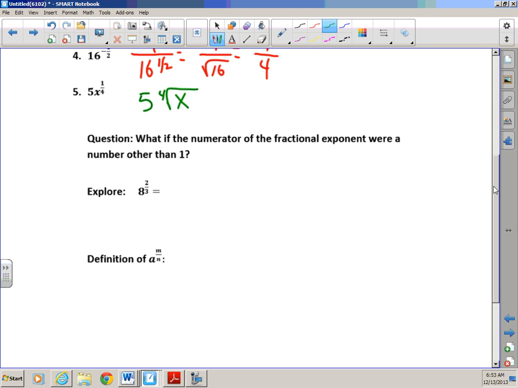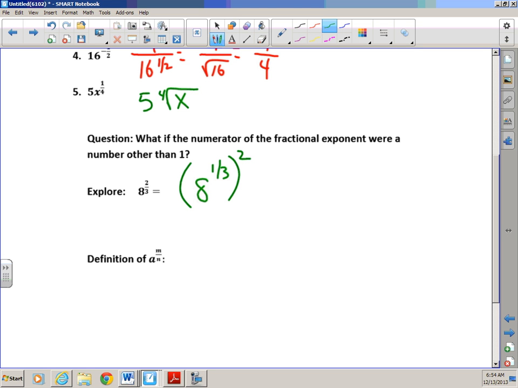8 to the 2/3 power. I can rewrite that as 8 to the 1/3 squared, like that. I can break this up into two parts. I'm sorry, not 8 squared to the 1/3, but 8 to the 1/3 squared.